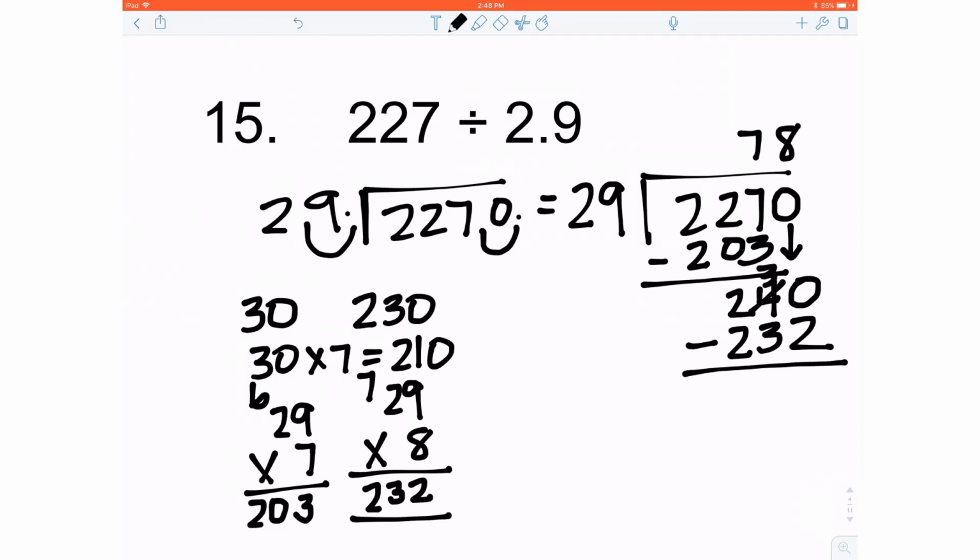We have to borrow because that is way too small. 10 minus 2 is 8. 3 minus 3 is 0. 2 minus 2 is 0. So we have 78 remainder 8 as our answer here.